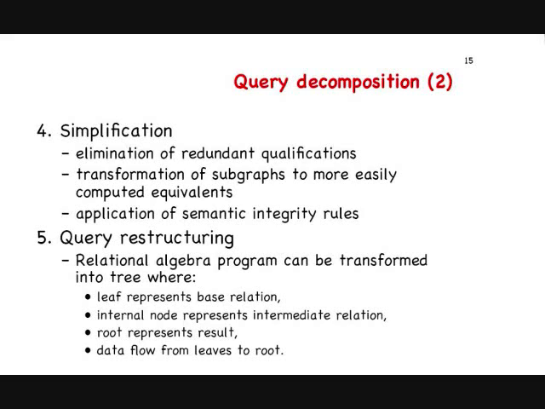Having done that, the next thing you try and do is to simplify it. So if we've got multiple criteria which actually replicate each other in effect, then they're redundant, and we can get rid of them. We did do some things on some of the subgraphs, again using some heuristics to make them more easily computable, and we apply some integrity rules to see what effect they're going to have, and hopefully you end up with a simpler query.